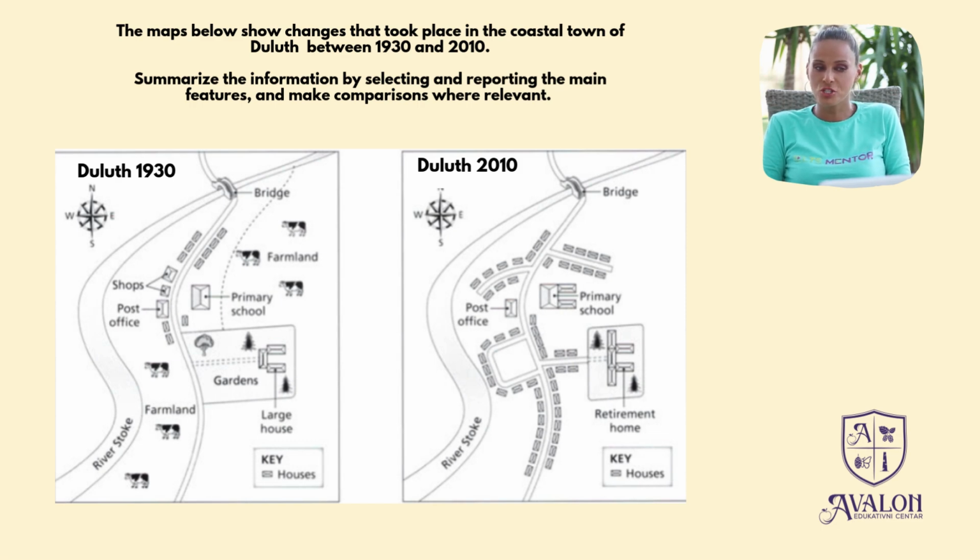What you see here now on your screens is your homework. So the maps below show changes that took place in the coastal town of Duluth between 1930 and 2010. Summarize the information by selecting and reporting the main features and make comparisons where relevant. I want you to use all the information that you learned in this class and write your report.